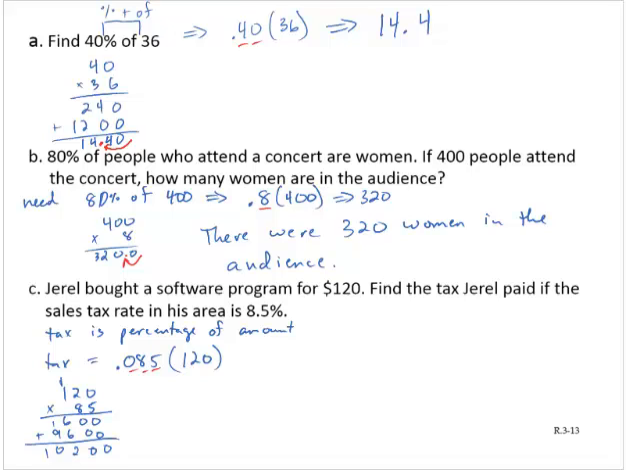All right, so we have 1, 0, 2, 0, 0. But we need to remember that we had 1, 2, 3 decimal places in the factors. So coming in from the right, 1, 2, 3 decimal places, we get 10.2. So our conclusion would be that Jarrell paid $10.20 in tax.